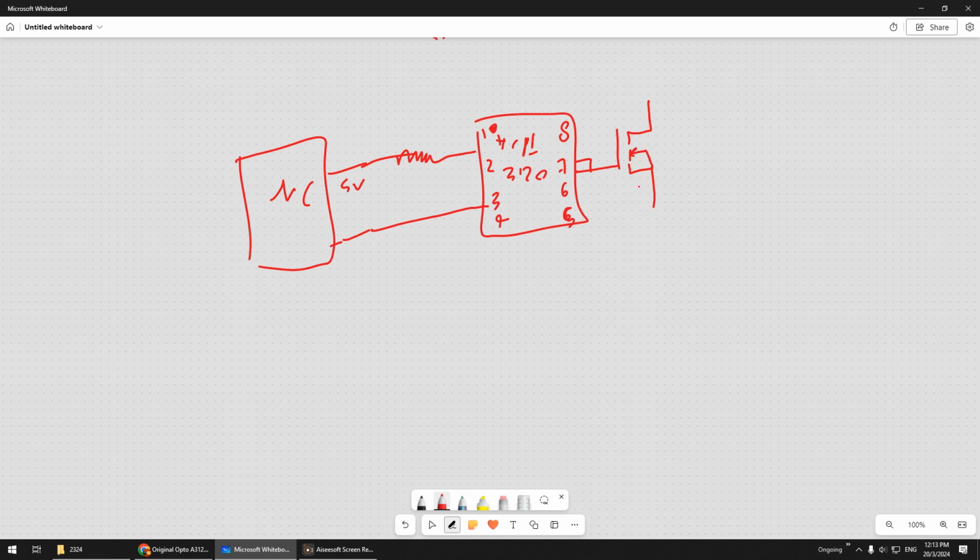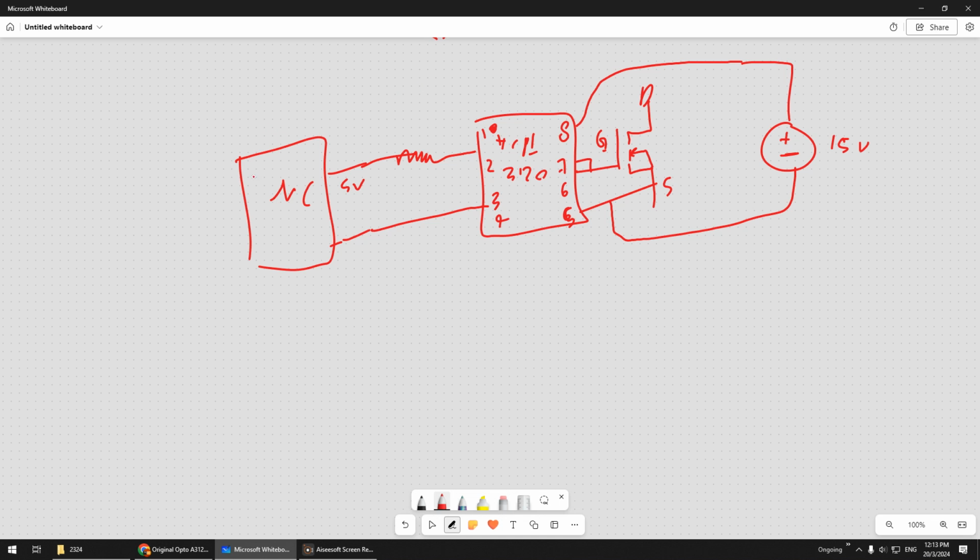Okay, and then this one is connected to leg number 5. Okay, so this one is S, G, and drain. Make sure S is connected to leg number 5, G is connected to leg number 7 and 6. Okay, and this one you need to connect to the power supply, 15 volt. Okay, and also connect to leg number 5.